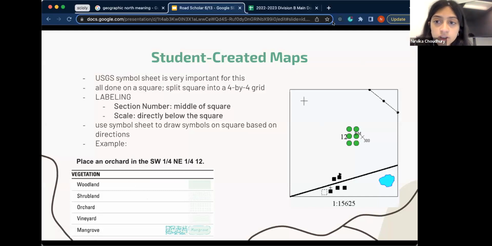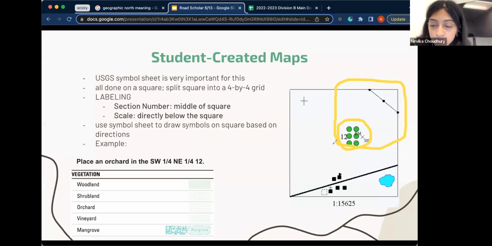So if I can use, I'll use annotate. Okay, so this is your northeast quarter, right? And then this would be your southwest corner of that northeast quarter. That's where you put the orchard. That's why you put the array of green circles there.